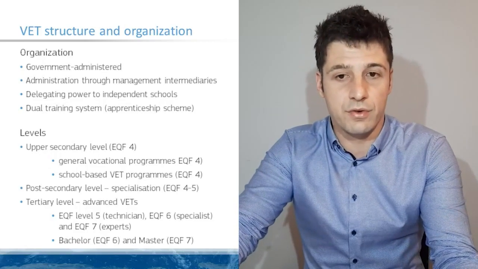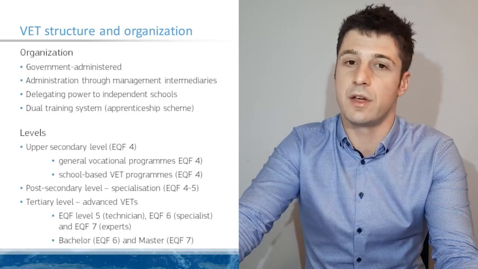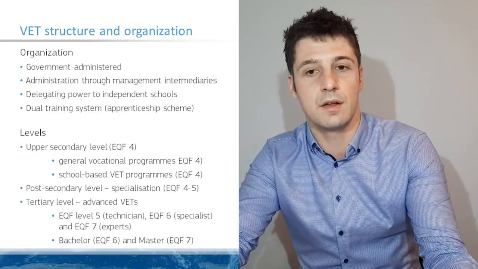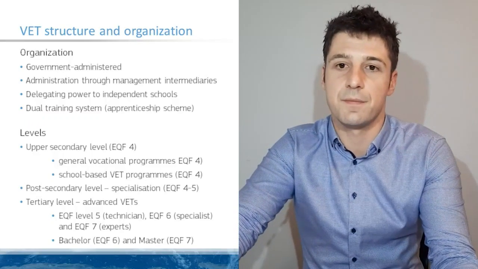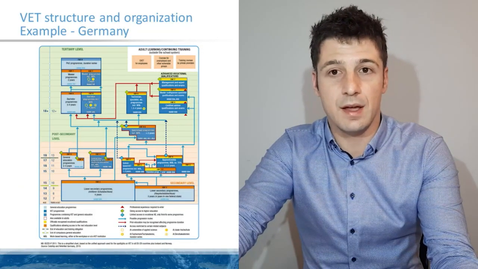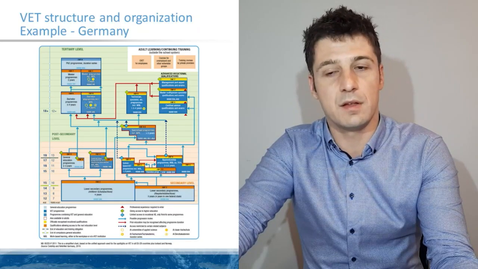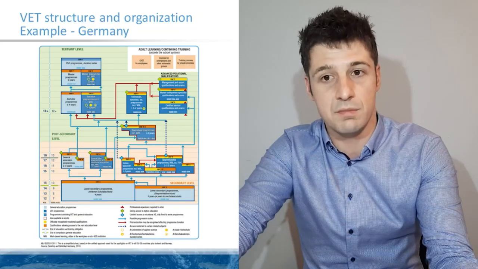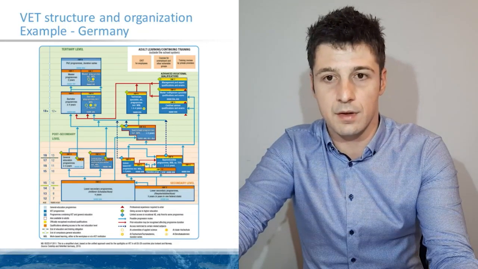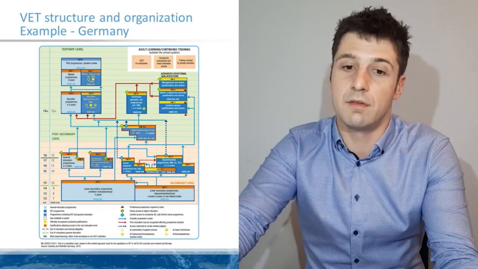VETs can be defined for different levels. For example, upper secondary level EQF 4, European Qualification Framework level 4, up to level 7, for example, for the master study in tertiary level education. One very successful example can be seen in a figure where we can see that VET structure was implemented highly in the education system of Germany. You can see that there are some VETs in the upper secondary level, and after that in the post-secondary level, even in the tertiary levels.